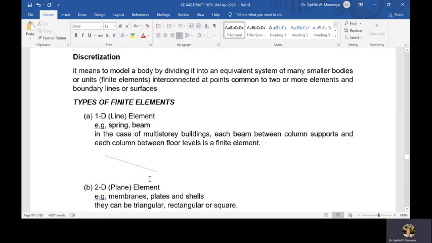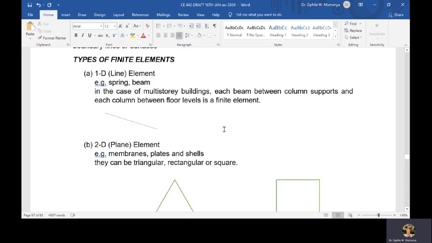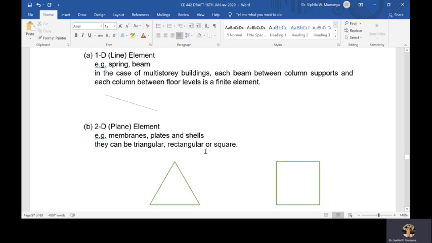We look at different types of finite elements, like the one-dimensional line element, for example, a spring or a beam, which is a line element like that line over there. And in the case of multi-story buildings, you consider each beam between column supports as a line element, and each column between floor levels is also a finite element.